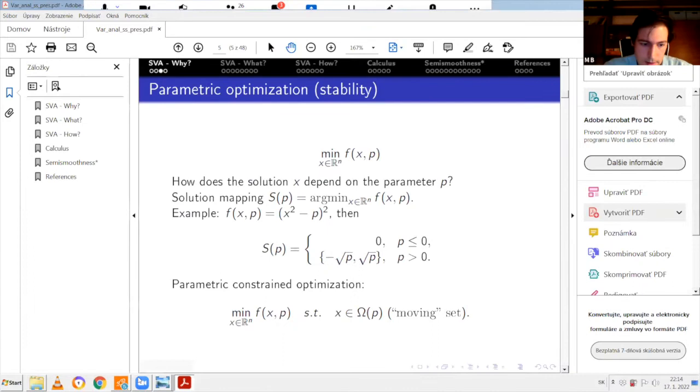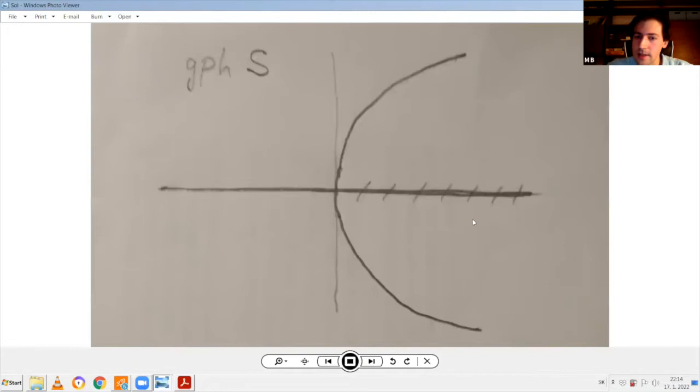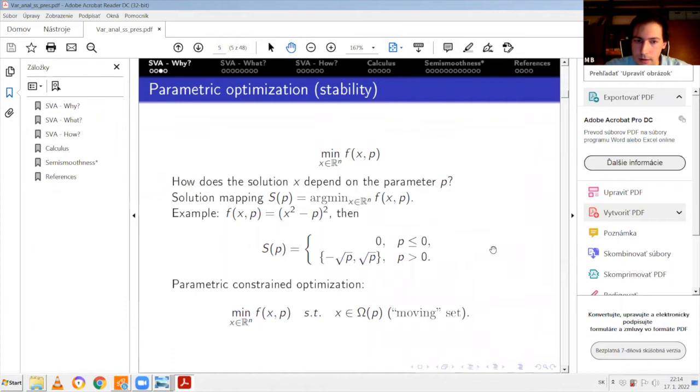In this case this line here is not here. Then I will have a picture where this line also is there, so I have prepared only the picture. So as I said, here it's zero, and here the two branches, square root and minus square root, start, right? So a very simple example from optimization, and yet the solution mapping is a set-valued mapping.